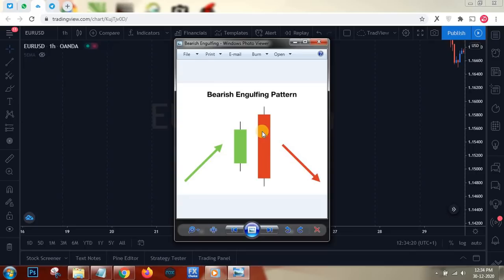So, if this appears, I can either take a straight up sell, or I'll wait for it to retrace up to the middle of this candle before I take a sell. Any of that is okay.